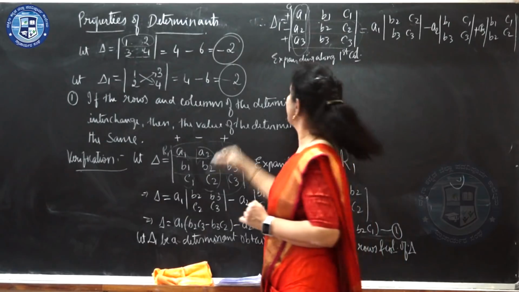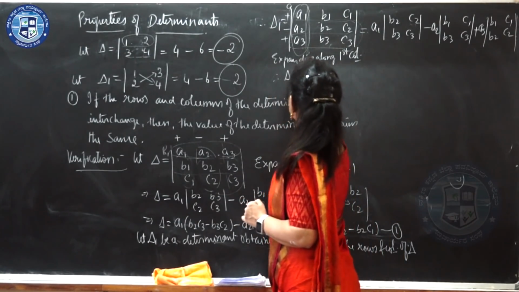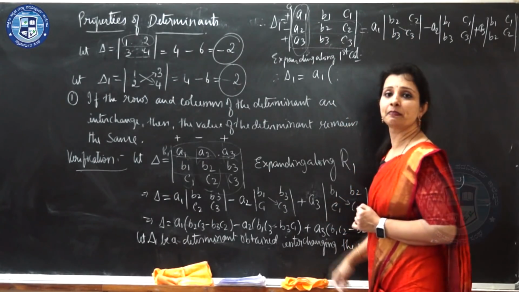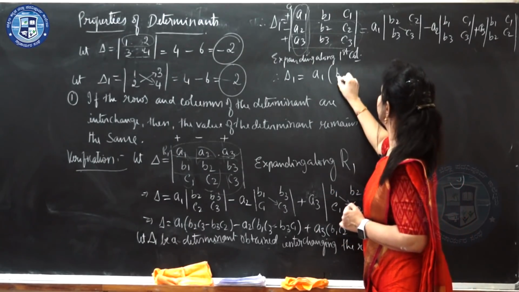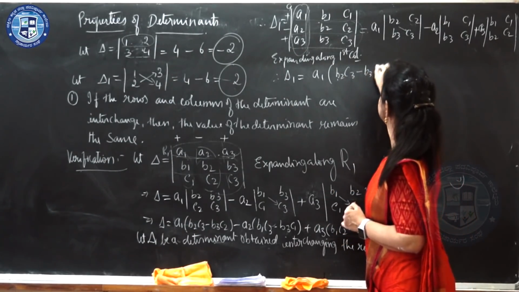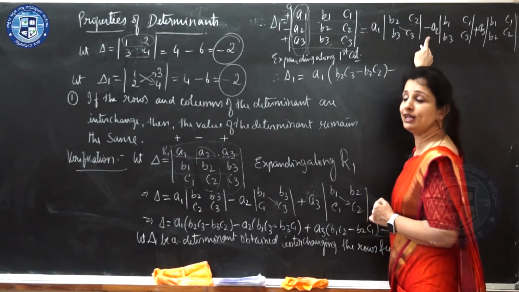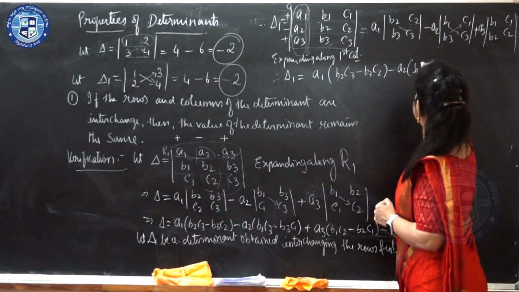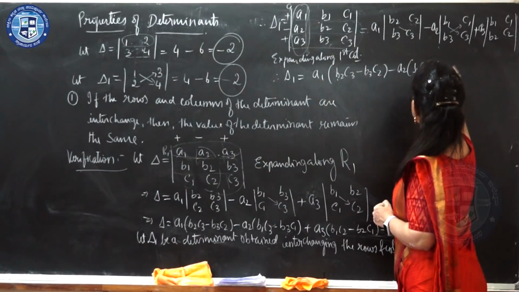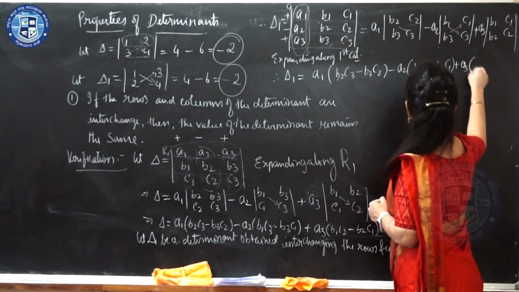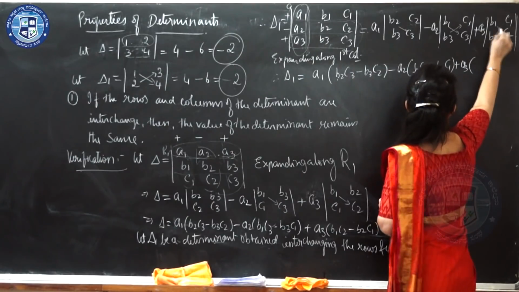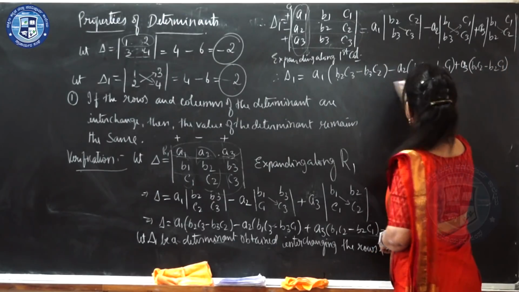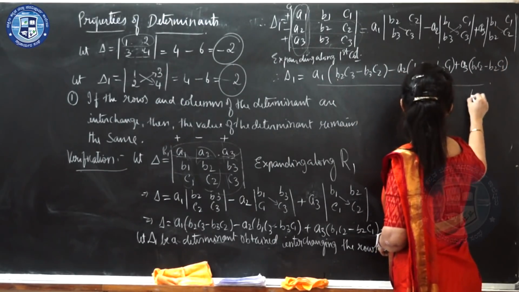Now, what is the value of delta 1? Delta 1 equals, expand this, A1 into, the cross multiplication we know, B2 C3 minus B3 C2, minus A2 into, here when you cross multiply, what do we get, students? Note down, B1 C3 minus B3 C1, plus finally A3 into, here cross multiply, B1 C2 minus B2 C1. Just observe this, take it as second equation.